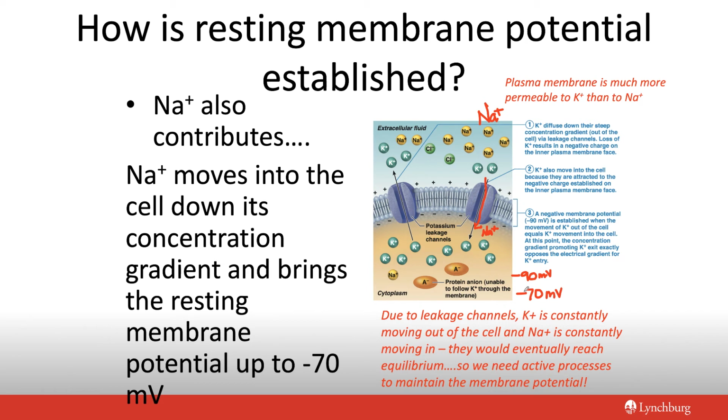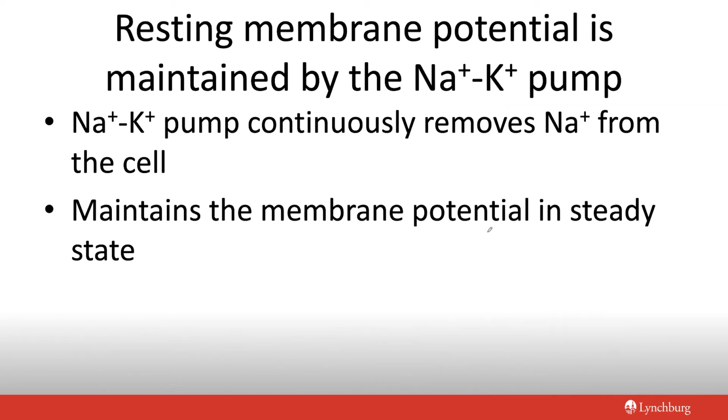millivolts. What is interesting is that these leakage channels are open all the time. So we have constant diffusion of sodium and potassium. And if this was all that we had, we would eventually reach electrochemical equilibrium on both sides of the plasma membrane. But that's not what happens, and that's not what we need. We actually need to have voltage across the plasma membrane.